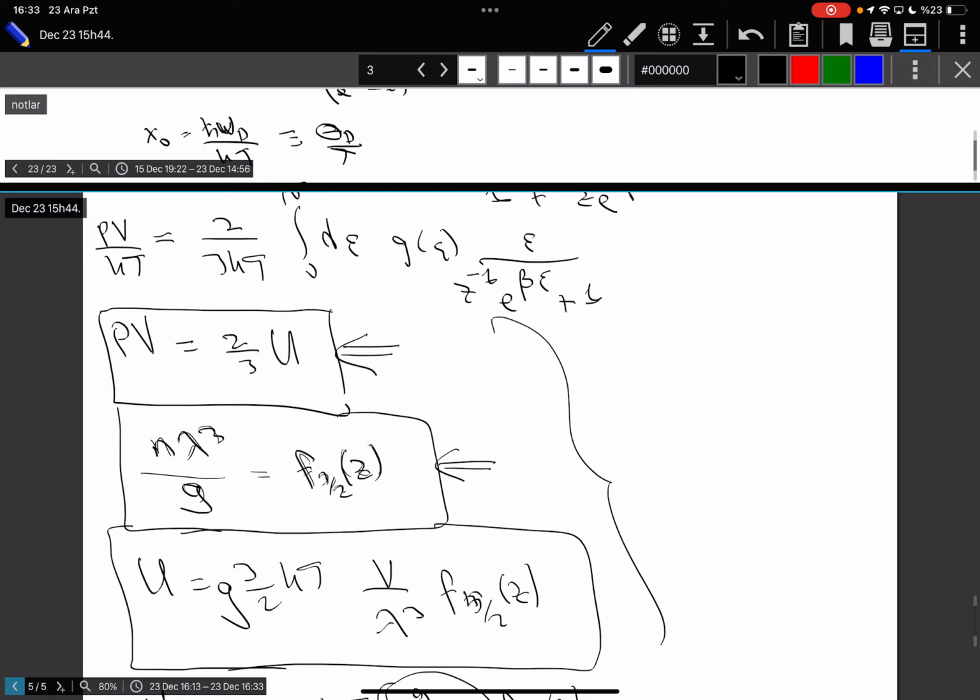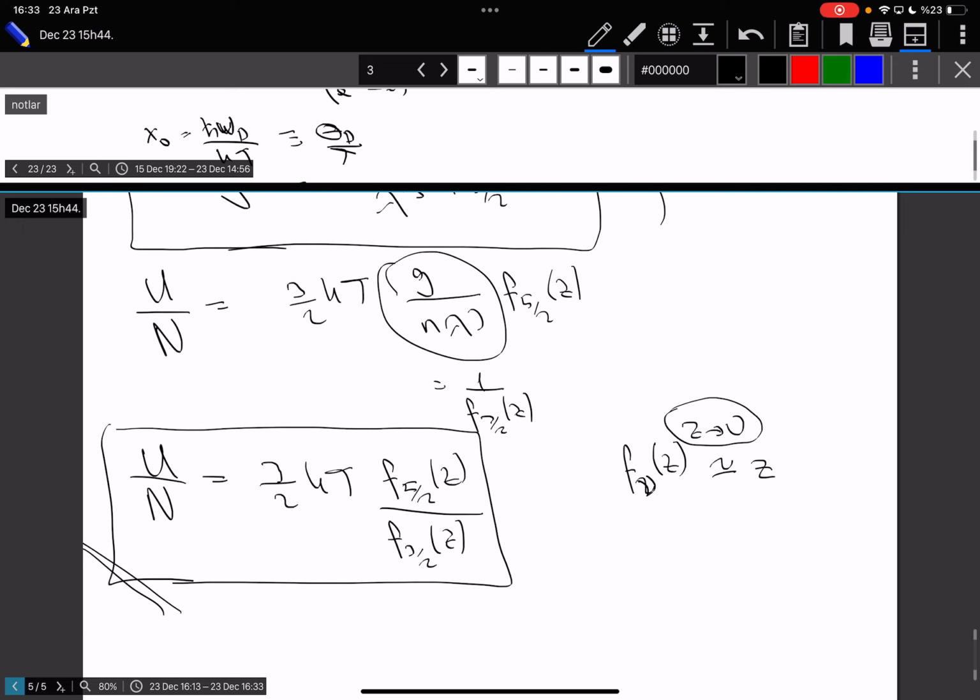I don't start by saying that, oh, I have a high temperature, so I recover the classical result at high temperature. That's not what I'm saying. What I'm saying is I recover the classical result for small z, small chemical potential, which means high temperature, or even a very rarefied gas, right?